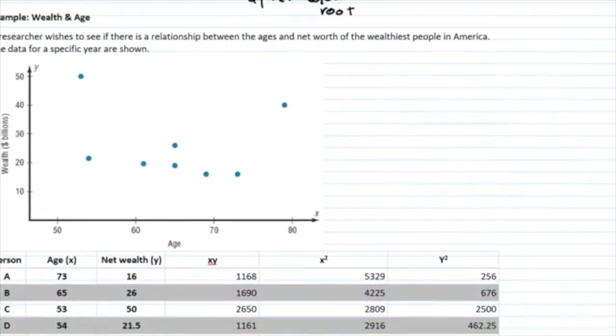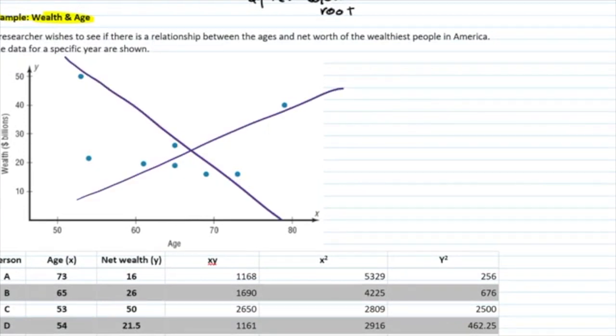It's the wealth and age data. So if we tried to fit a linear model in this data, in this scatter plot, we could go here, we could go here, we could be here. Maybe I could try to go in here as well. So what this tells you is that a linear model is probably not the best way to go.